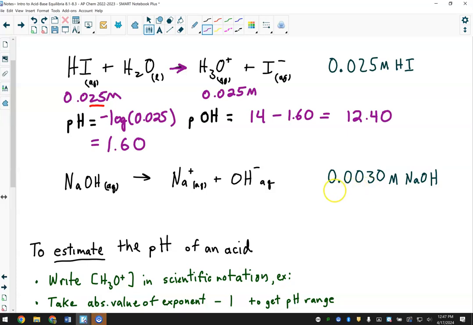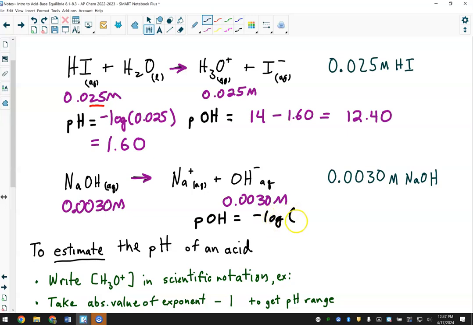The concentration was given as 0.0030 molar. We know because this is a strong base, it is going to fully ionize into that much hydroxide. So when you take the negative log here to find the p, you're going to be finding the pOH first. It's going to be the negative log of 0.0030, and the negative log of that is 2.52. Okay. What would the pH be? Well, 14 minus that.